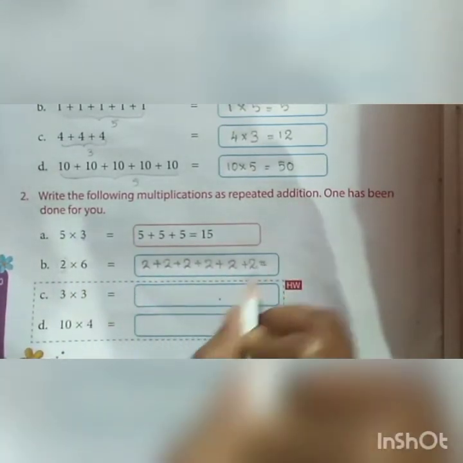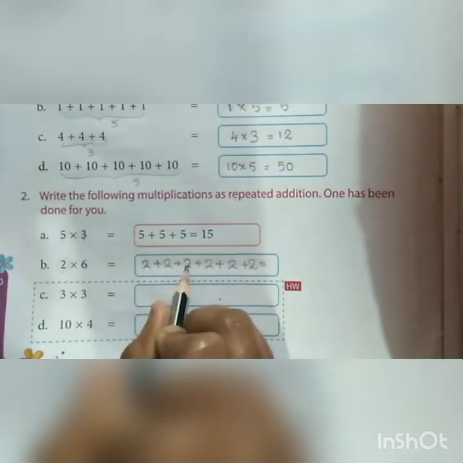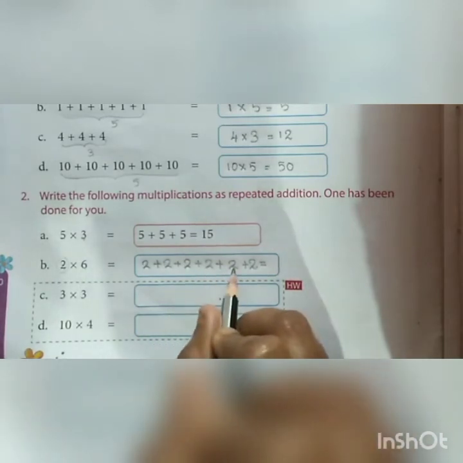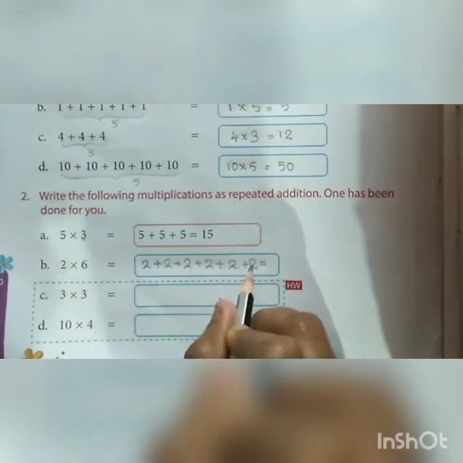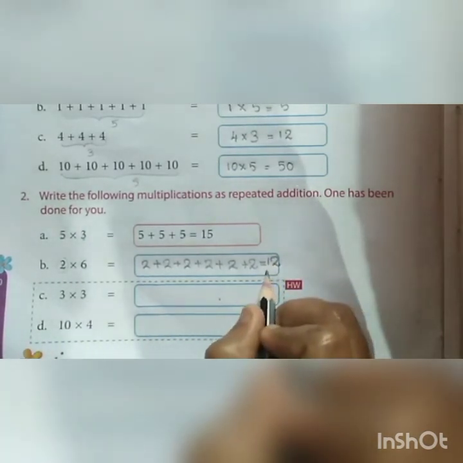Now we should find the answer. 2 plus 2 equal to 4 and 4 plus 2 equal to 6. 6 plus 2 equal to 8. 8 plus 2 equal to 10 and 10 plus 2 equal to, yes, 12. So the answer is 12.